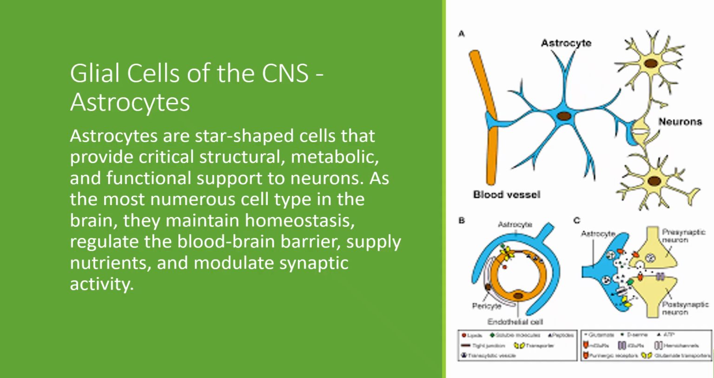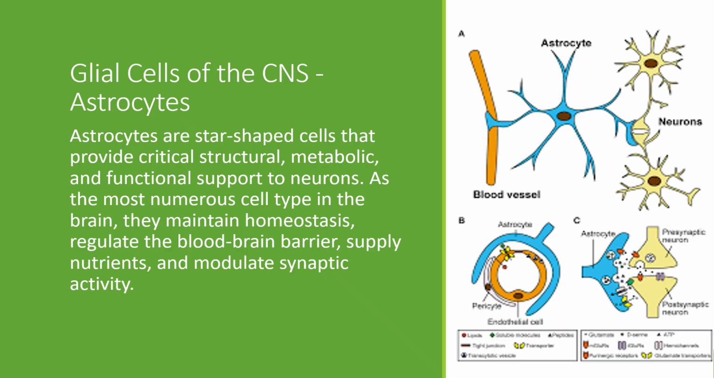So let's talk about the central nervous system cells first, and we will start with talking about an astrocyte. Astrocytes are called astrocytes because they are shaped like a star. They provide critical support, metabolic and functional support to neurons. They are the most numerous cell type in the brain. There are 10 of these for every 1 neuron, so there's a lot more of these.